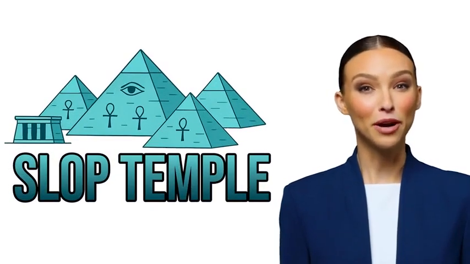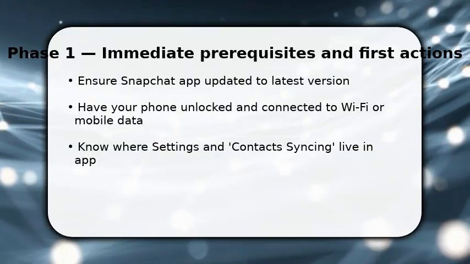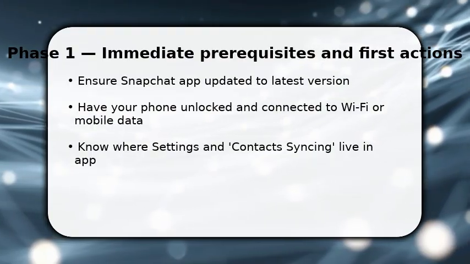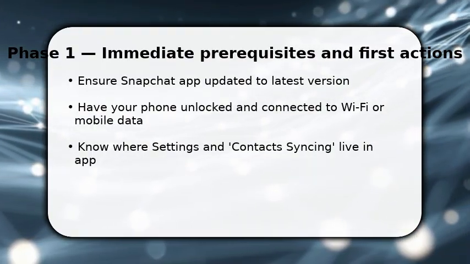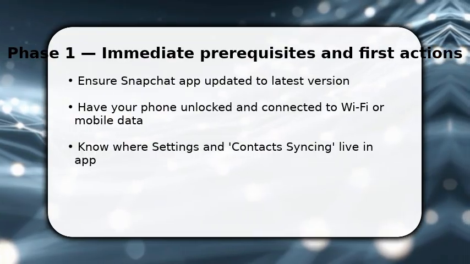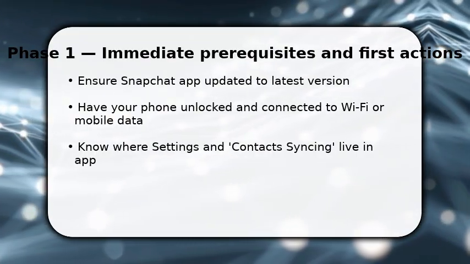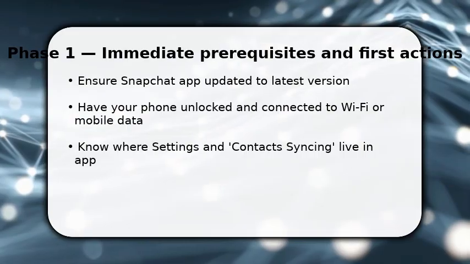We pray this video helps. You start by opening Snapchat and getting straight to settings. This avoids delays. Tap your profile, then the gear icon to enter settings. Once there, scroll to Contacts or Sync Contacts. You'll see a toggle for syncing.